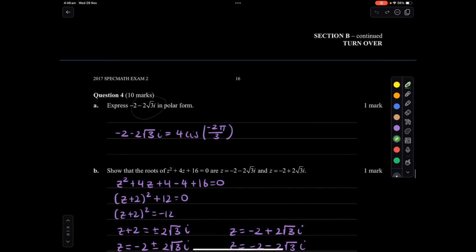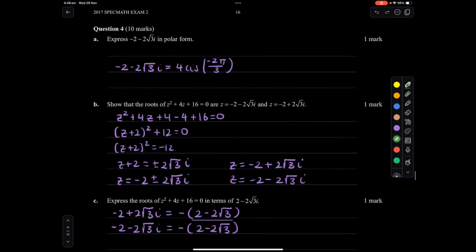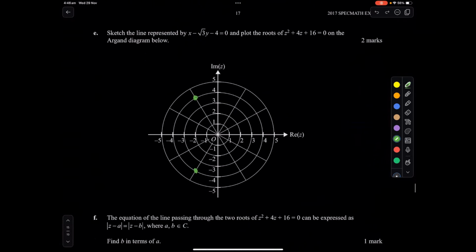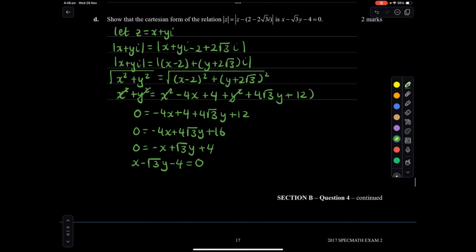Remember this over here, let's double check it. Negative 2, negative root 3 is just 4 cis negative 2 pi over 3, which is negative 120 degrees, and with a radius of 4. So 4, negative 120, that's yes, that's perfect. And then the reciprocal. Those are your points. So, sketch a line and plot the roots. We've plotted those roots over here, and the line is this.